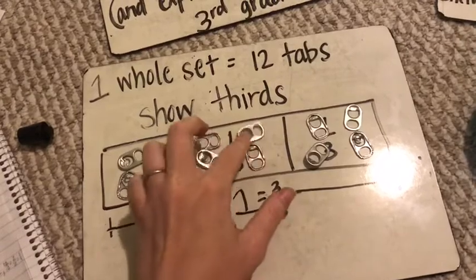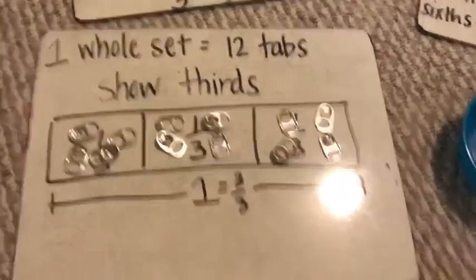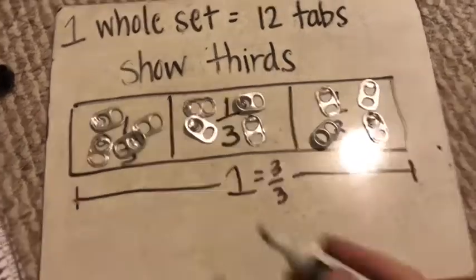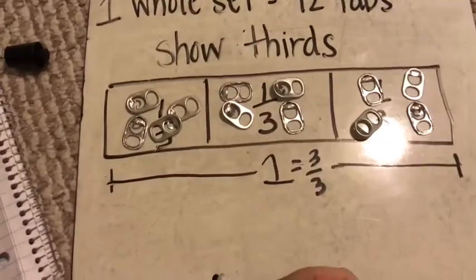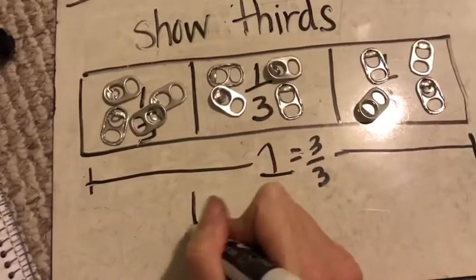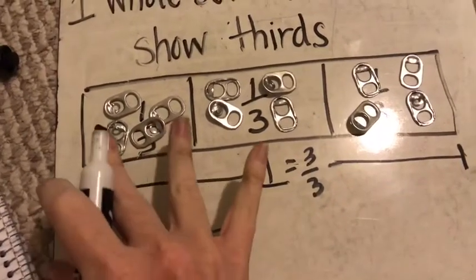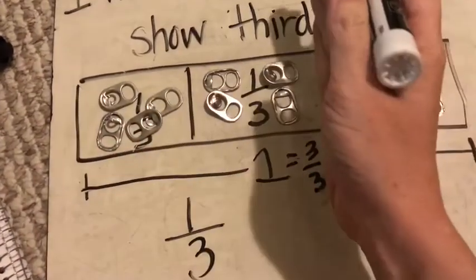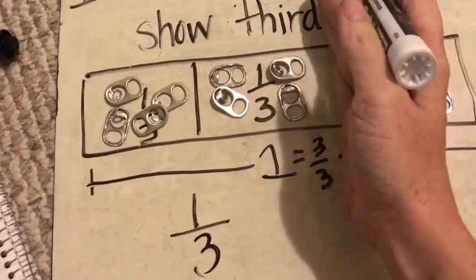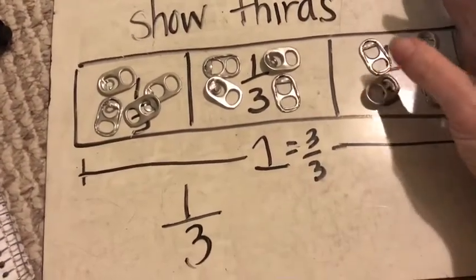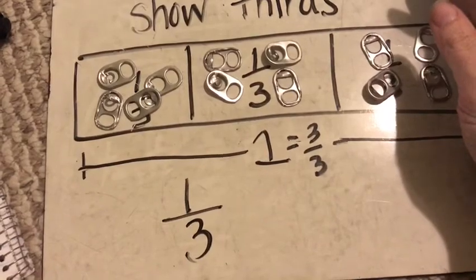Okay, so what is a third of this set? Well, I can see that 1/3 of the set is 4 tabs, right? So I've just modeled it for you, that 1/3 of the set is 4 tabs. 2/3 of the set would be 8 tabs. And 3/3 of the set, that would be your 12 tabs, your whole number of tabs.